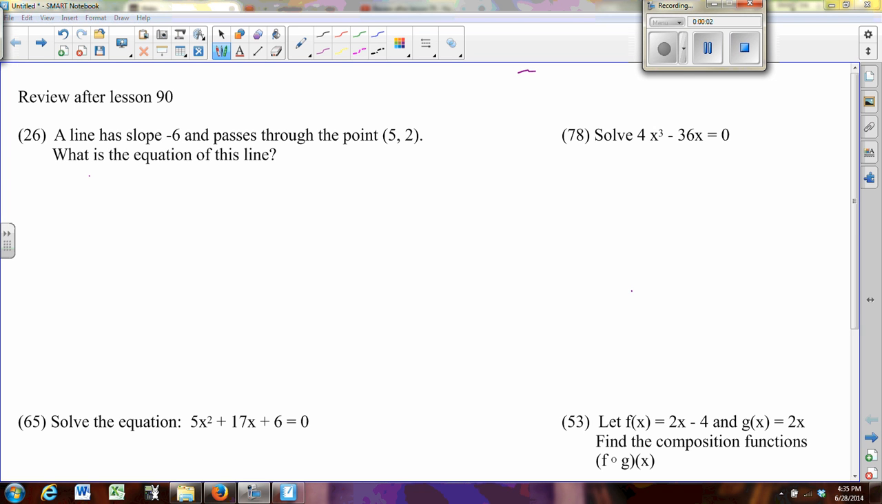For the test comes after lesson 90. Again, pause the video at this time and try the 4 problems on your own.